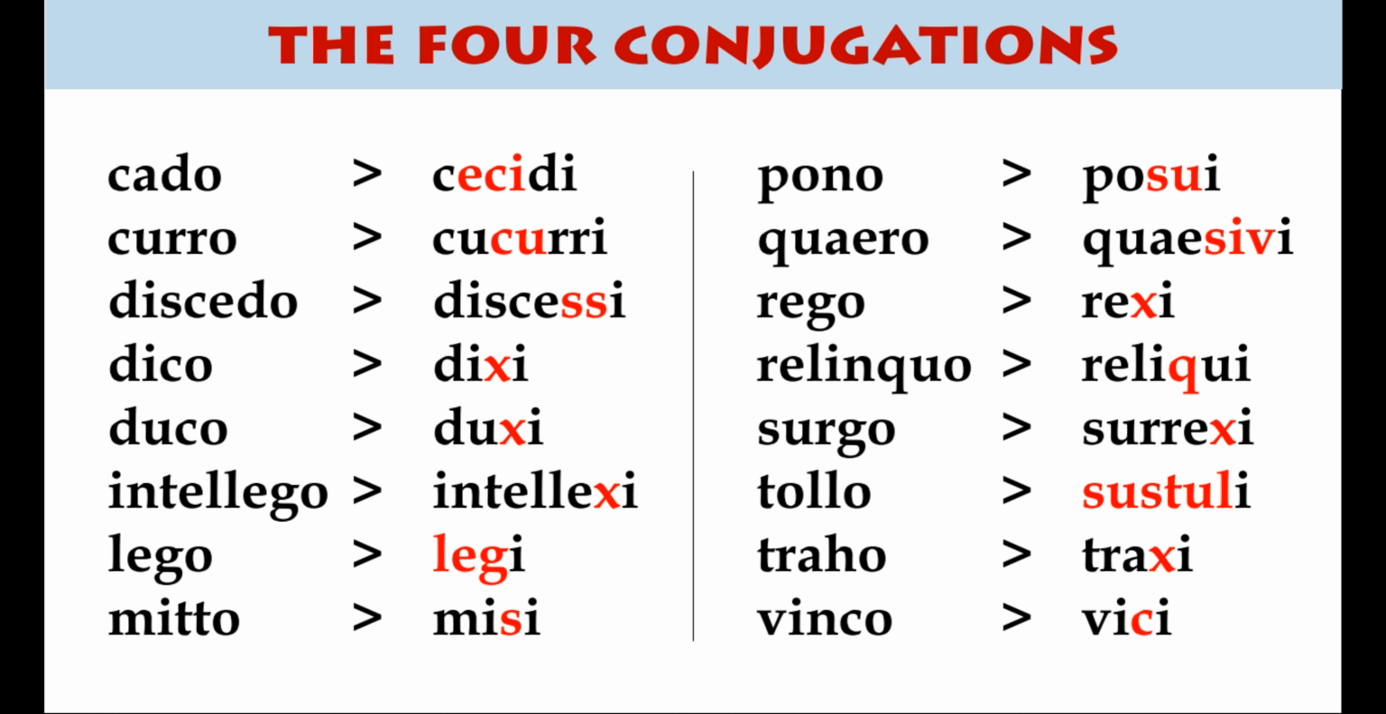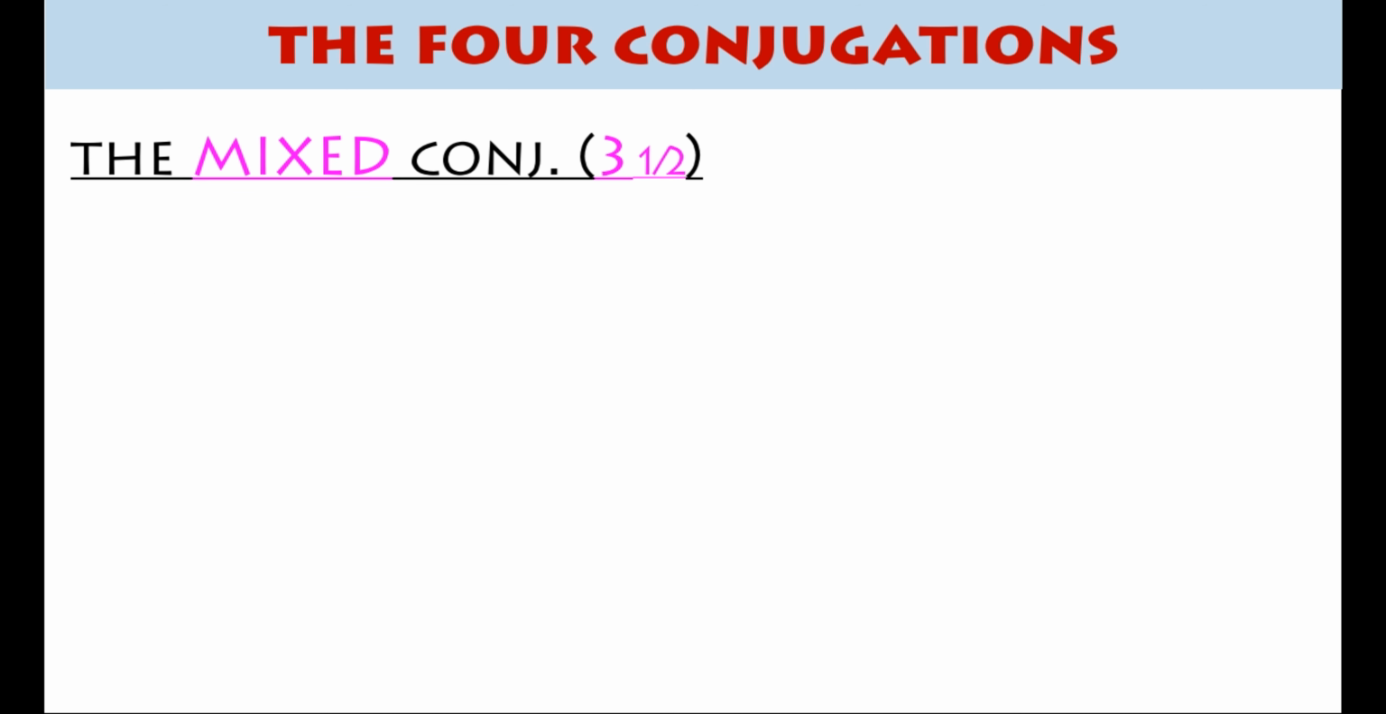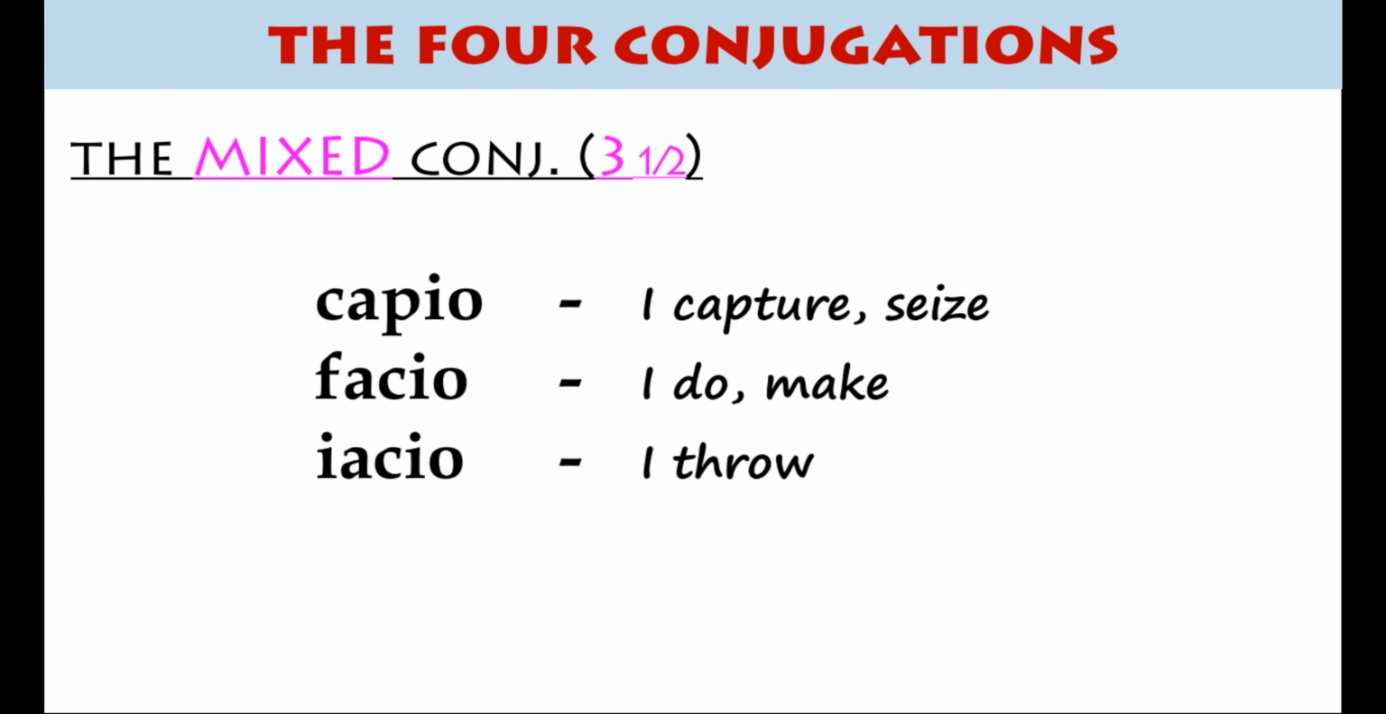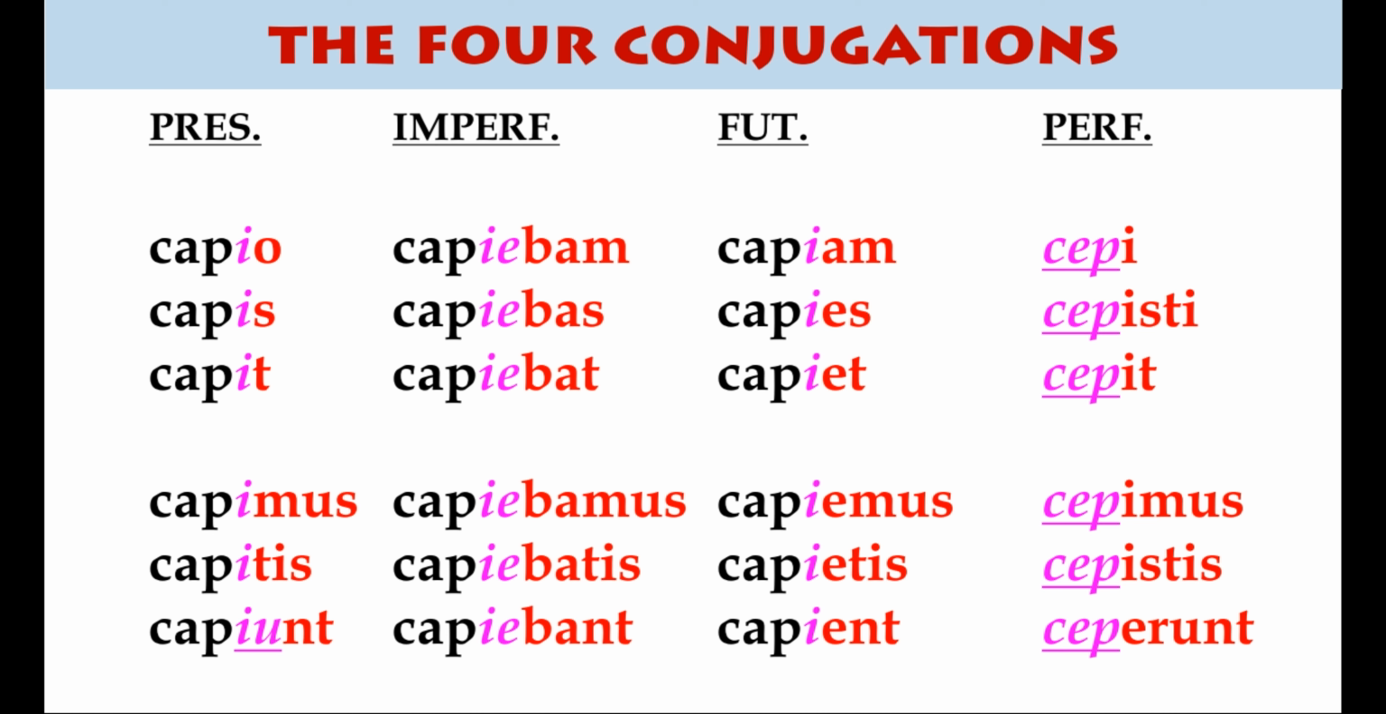And finally, we have this strange group of verbs that fall between group 3 and group 4. So we tend to call them group 3.5, or sometimes the mixed conjugation. There's only a few of them to remember for GCSE. Perhaps the most common ones are capio, I capture, facio, I do or I make, iaccio, to throw something. When you look at the present tense of these, although it's a short I, not a long I, they basically do look, don't they, like a group 4 conjugation.